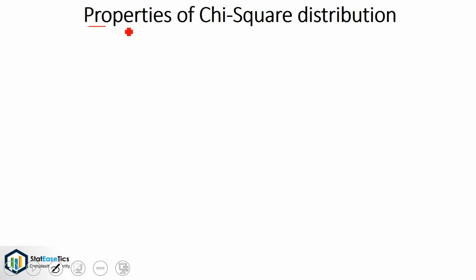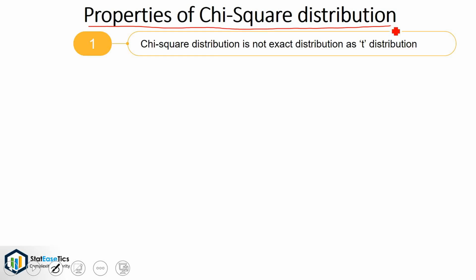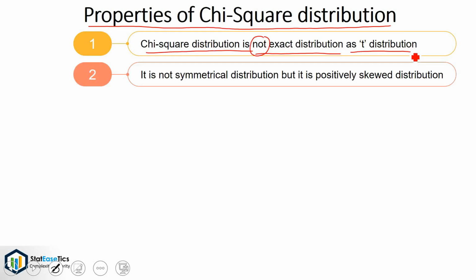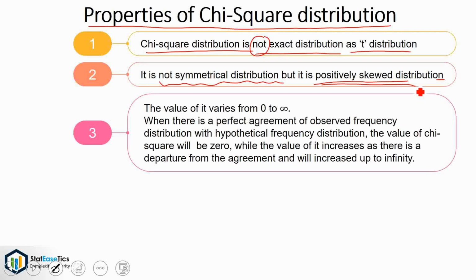Now let's discuss the properties of chi-square distribution. Chi-square distribution is not an exact distribution as T distribution. It is not a symmetrical distribution but is a positively skewed distribution. The value of it varies from 0 to infinity, that is, it considers only positive values.